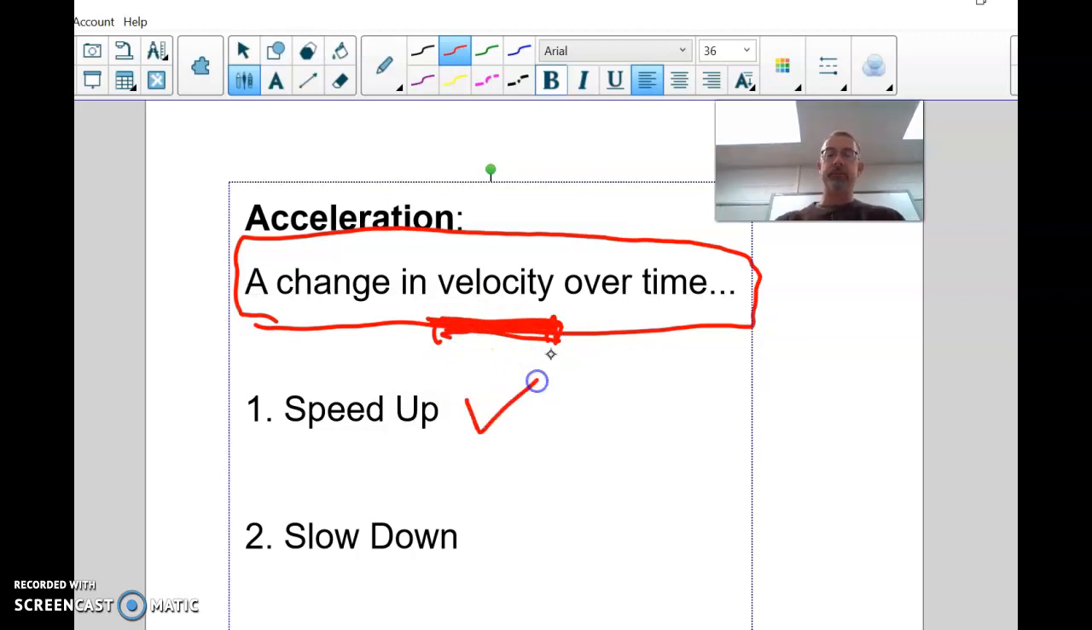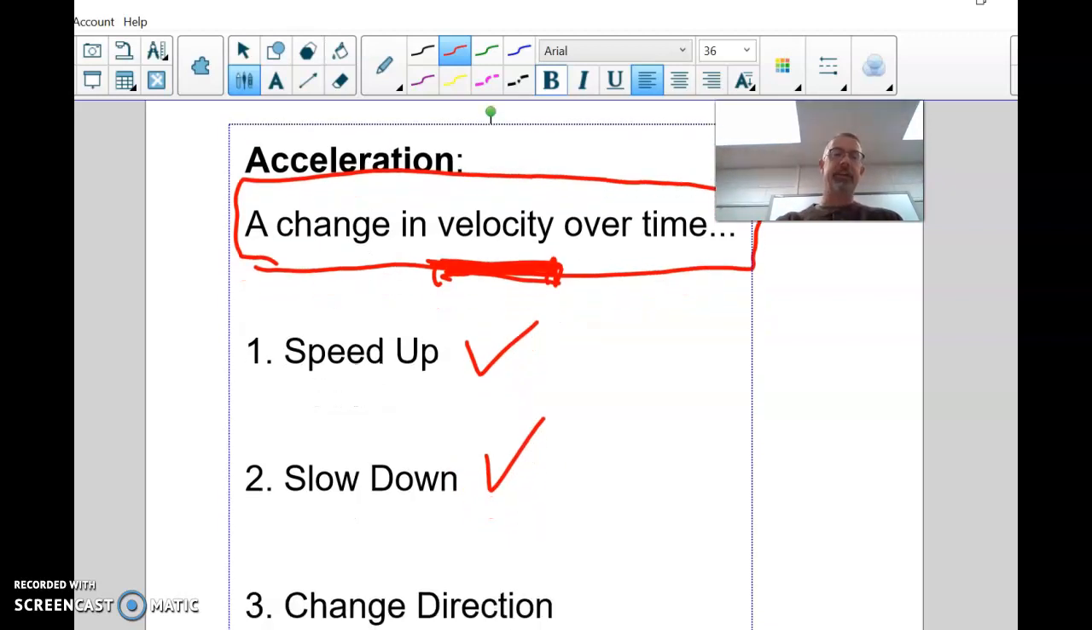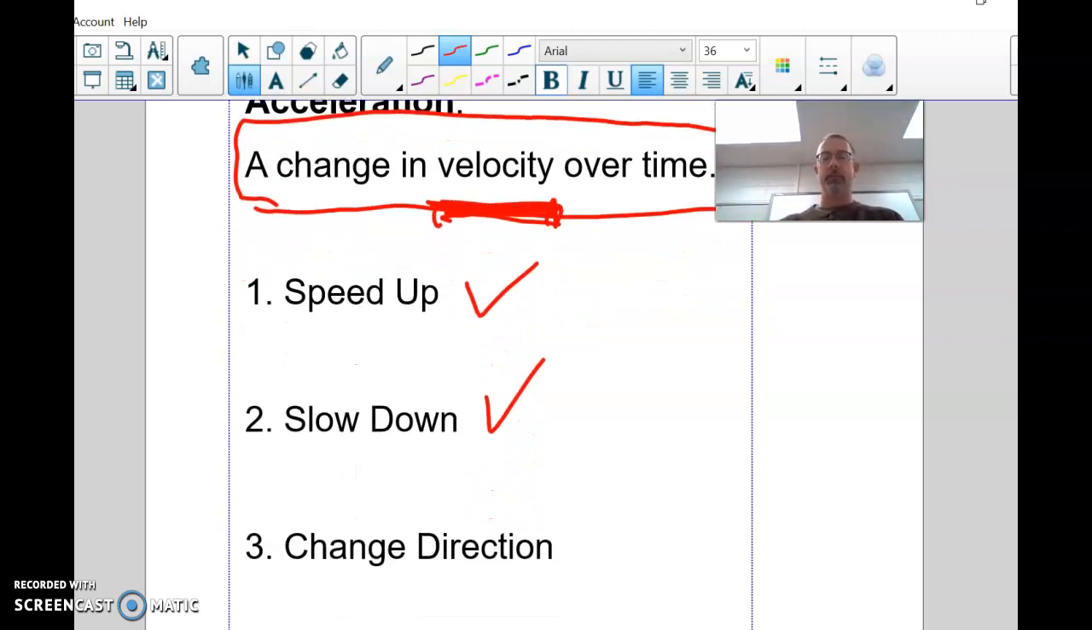So if I speed up, that's an acceleration. If I slow down, that's also an acceleration. It's called a negative acceleration, or a deceleration. But finally, here's the kicker. If I change direction, I am also accelerating, because velocity includes both speed and direction. So if I'm changing direction, I have to be accelerating in a different way. That's going to be important. Even if I'm going at a constant speed, as long as I'm changing direction, I am accelerating.